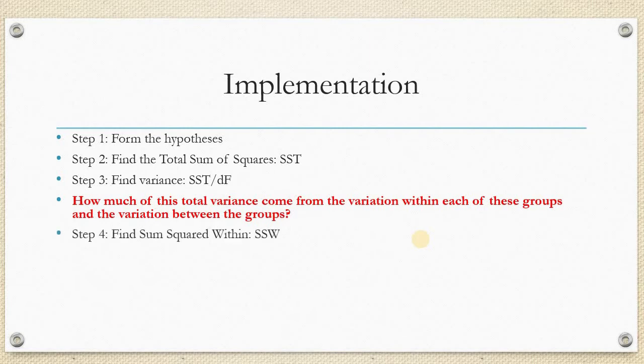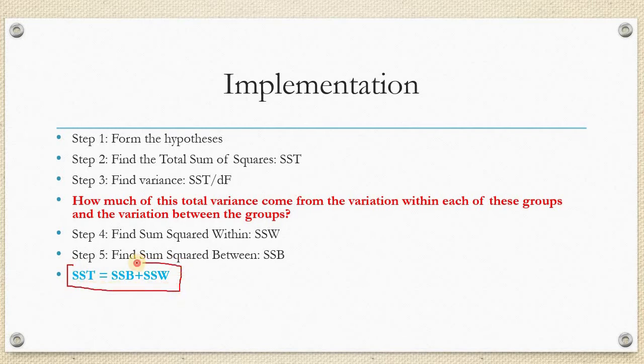And how do you answer this question? You simply need to find out the sum squared within, SSW, which represents the within group variance, and then you need to find out the sum squared between, SSB, which is the between group variation. The SST that you found in step 2 will always be SSB plus SSW.